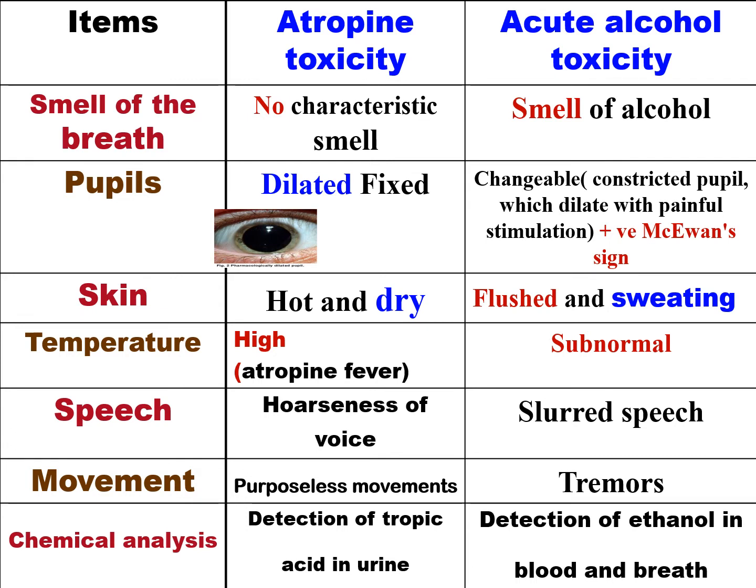While in atropine toxicity, there is no characteristic smell, the pupil is dilated and fixed, the skin is hot, flushed and dry, the temperature is high, there is harshness of voice due to dryness of the mouth, and purposeless movements, with detection of tropic acid in urine, which is the metabolite of atropine.